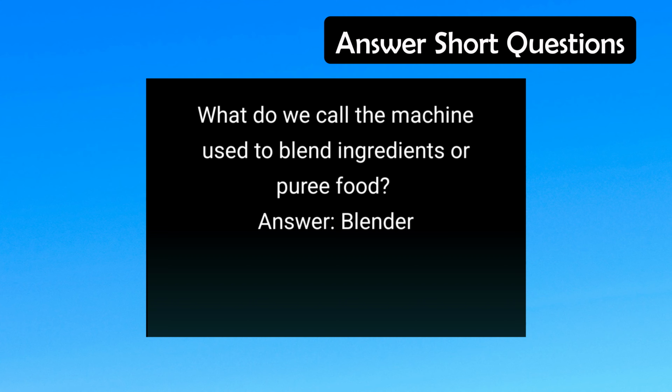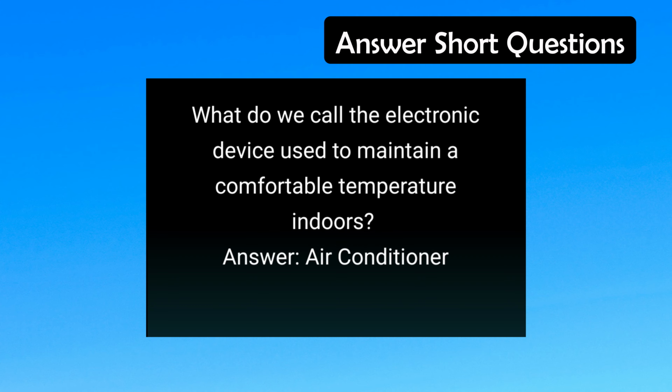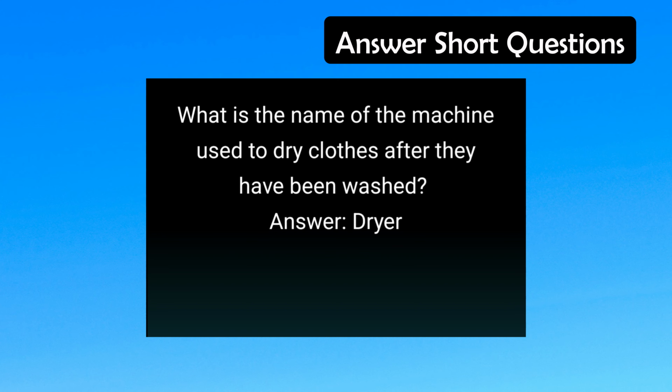Answer: blender. What is the name of the device used for cooking food by applying direct heat from below? Answer: stove. What do we call the electronic device used to maintain a comfortable temperature indoors? Answer: air conditioner. What is the name of the machine used to dry clothes after they have been washed?